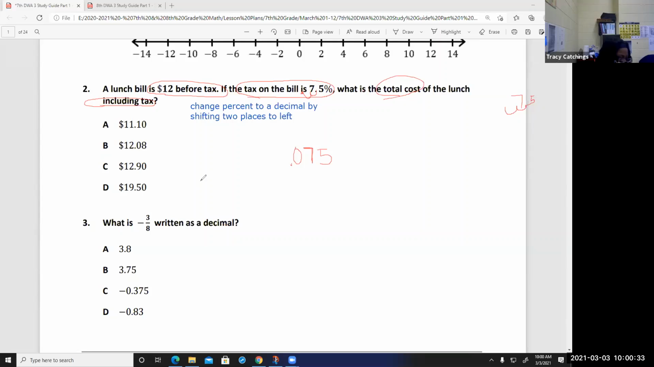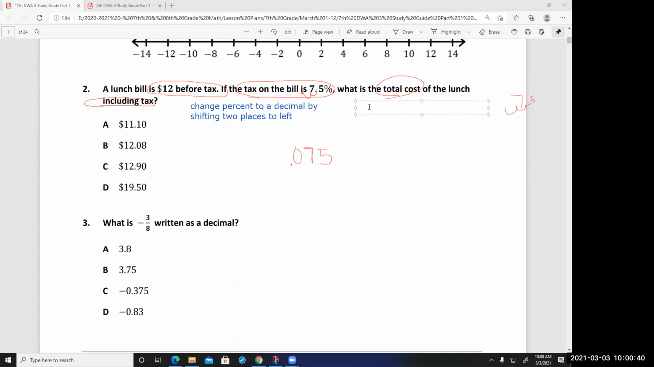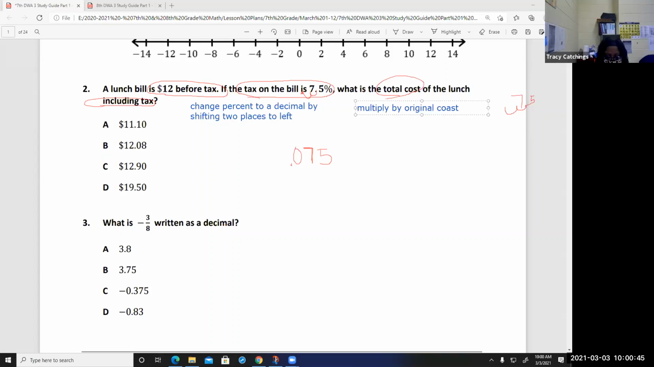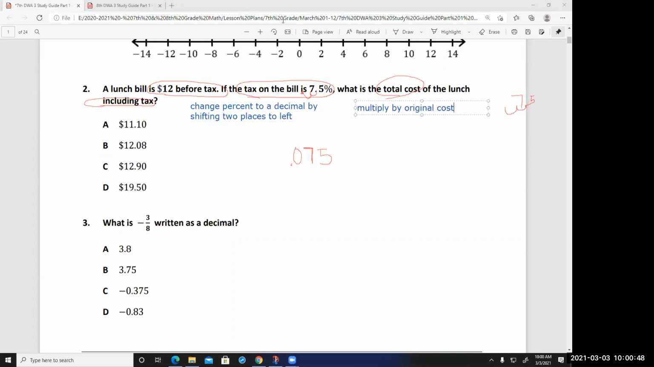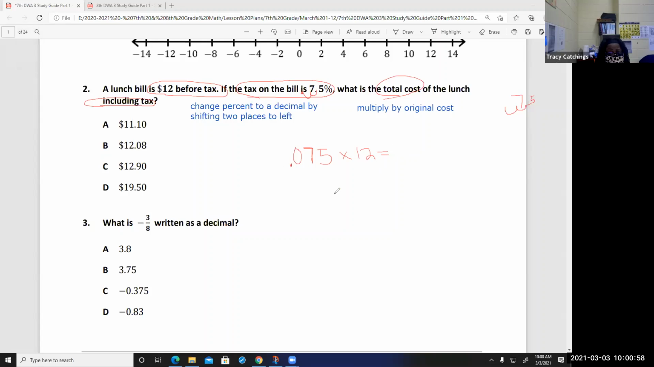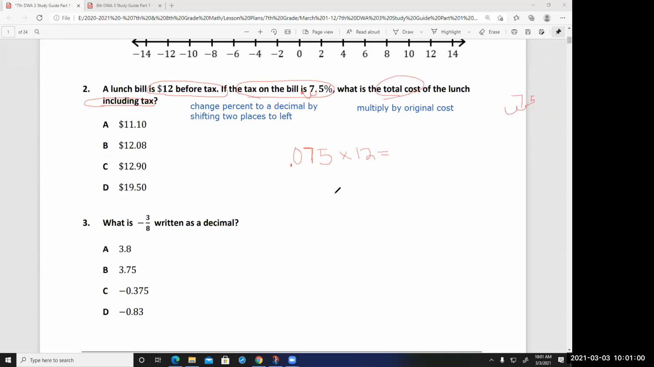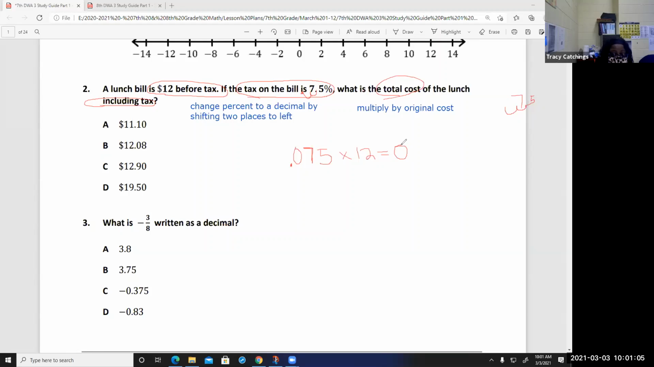All right, when we talk percents we have 2 steps. What's the first step? We did that. Multiply. All right, multiply by original cost. What was the original cost? So take that 0.075 times $12. You sure 9? 0.9 and you're telling me 9. Those are 2 different numbers.